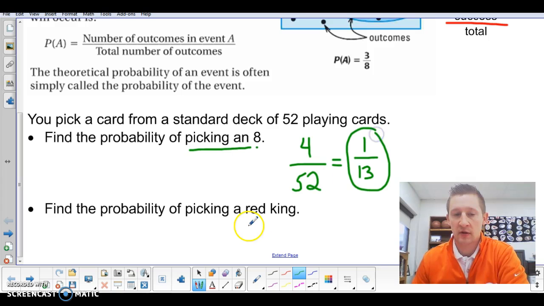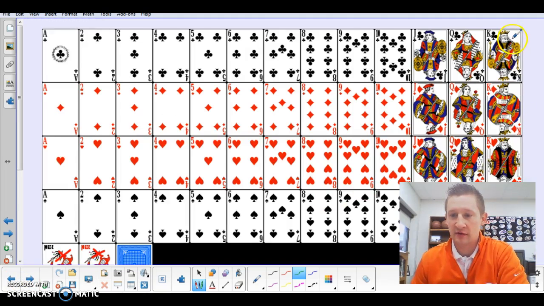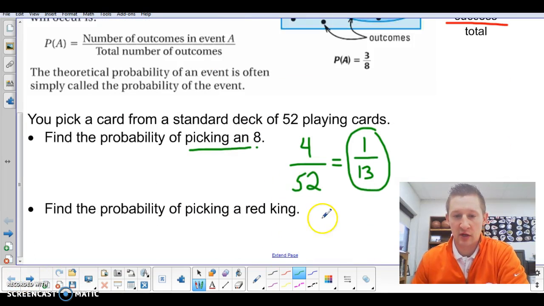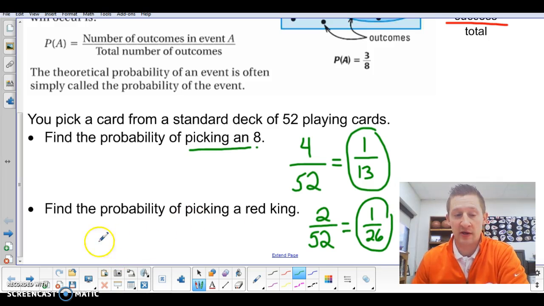Next, find the probability of picking a red king. Going back to our diagram, I notice that there are 4 kings, and of those 4 kings, 2 of them are red. So my successful outcomes here would be 2 out of the full deck, which is 52. So there are 2 red kings out of a deck of 52 cards. That means the probability of getting one of those 2 red kings would be 1 out of 26. So 1 in 26 would be my probability. And that's what I'd have for those first couple of basic probabilities.